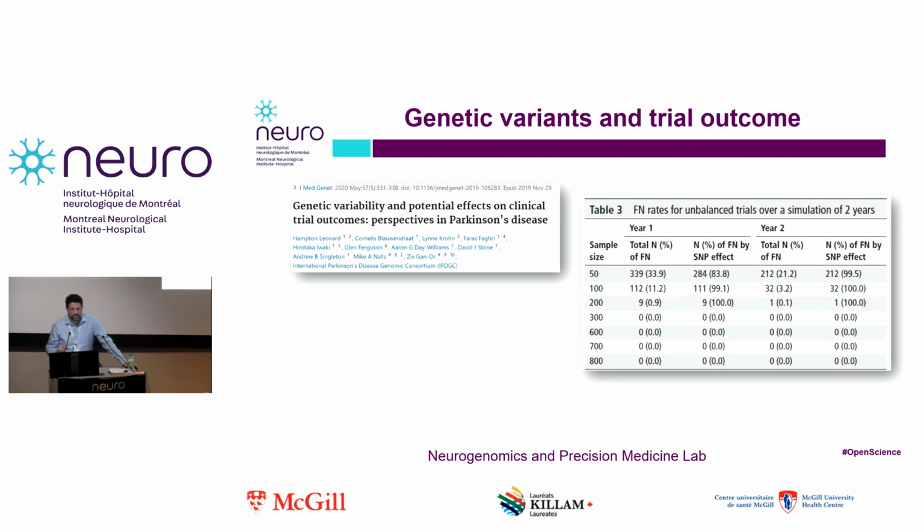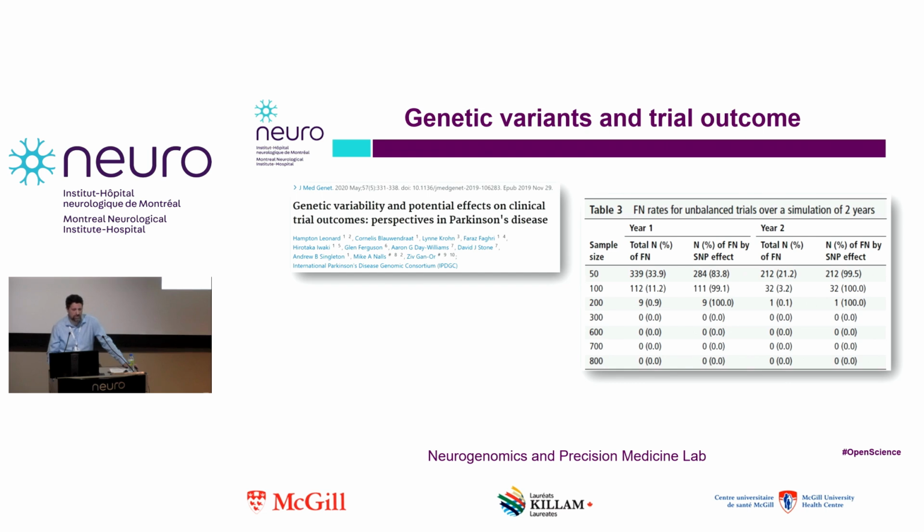And what we found out, and I'm not going to go into all of it because we've done a lot of things there, but these are the sample size per arm of the trial, and you really need very large sample size arms in order to completely get rid of effects of genetic variants on progression. But in this specific case, we didn't look at GBA. We looked at variants with much smaller effects on rate of progression.